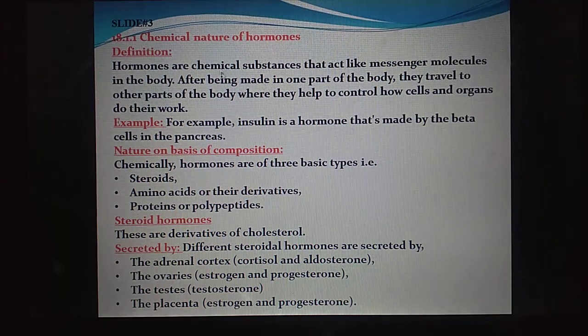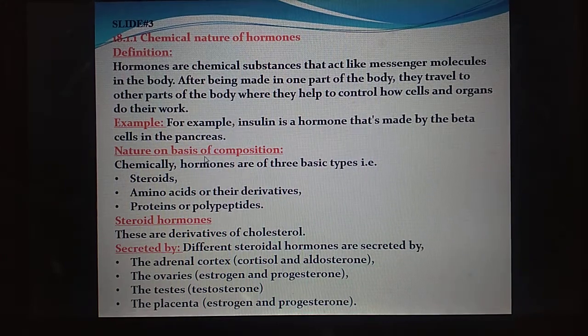We can say that they are produced in one part of the body and then they act on another part of the body. Let's see, for example, insulin, which is produced by the beta cells in the pancreas. Beta cells, which lie in the islets of Langerhans, the endocrine part of the pancreas, are producing what? Insulin. And that insulin is bringing about what? The conversion of free glucose into glycogen, and the glycogen is stored in the liver.